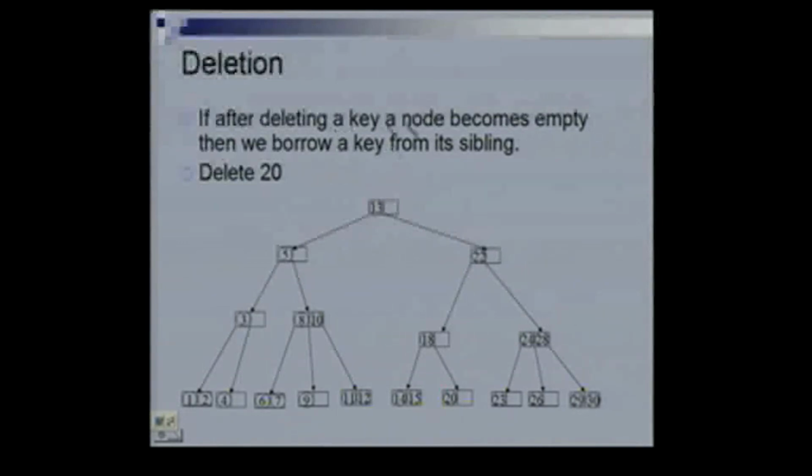So what do I try to do? If a node becomes empty, then I first try to borrow a key from its sibling. The sibling of this is this, so I will try to borrow one from here. And recall how we borrowed: one key went up and this one came down. That is exactly what we are going to do. 20 disappears, and so 15 goes up and 18 comes down, right. And now this is a valid 2,3 tree. Great.